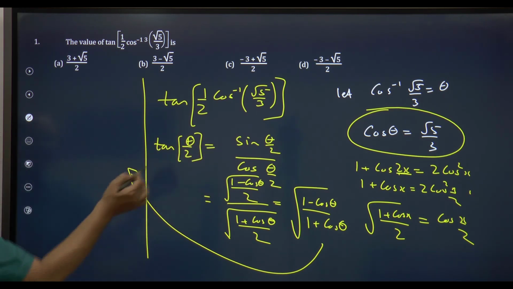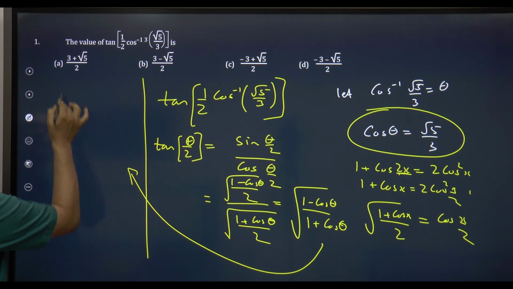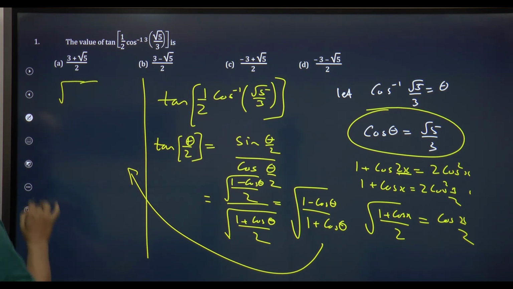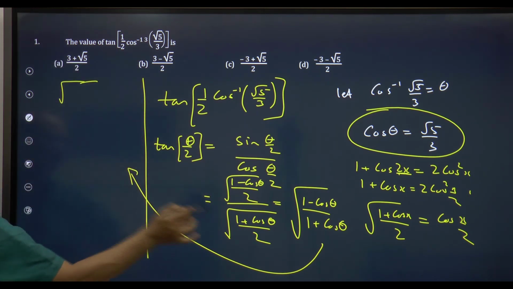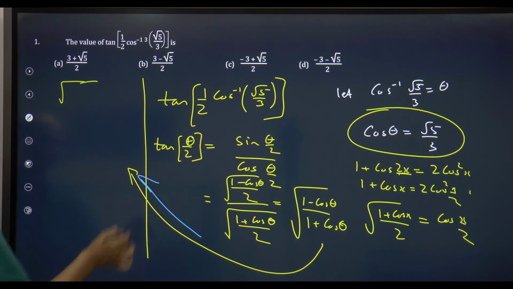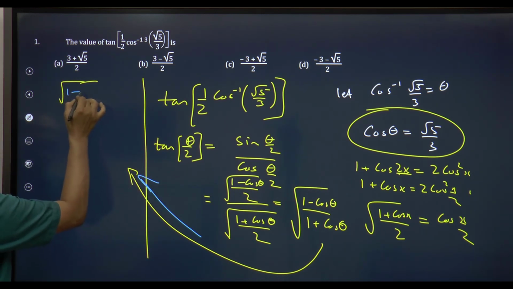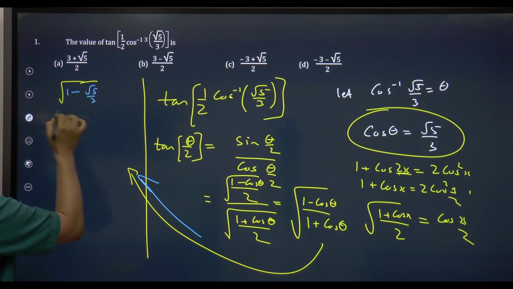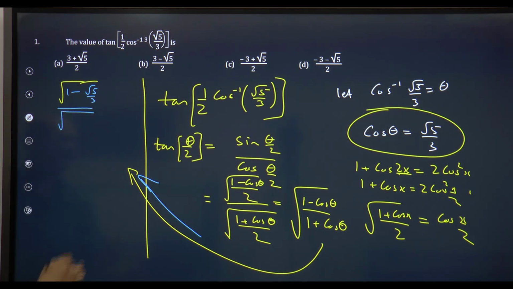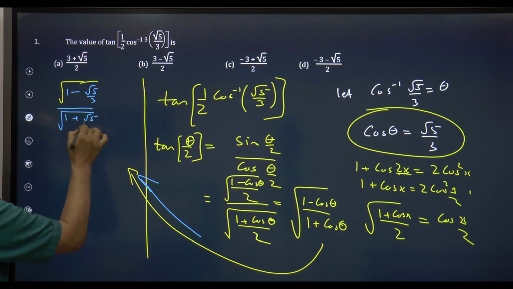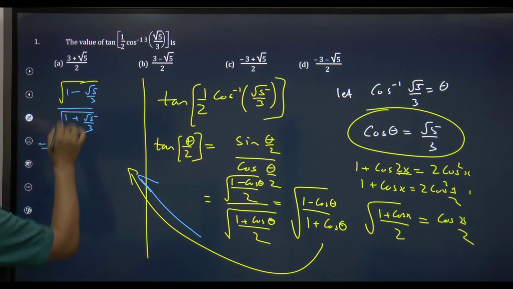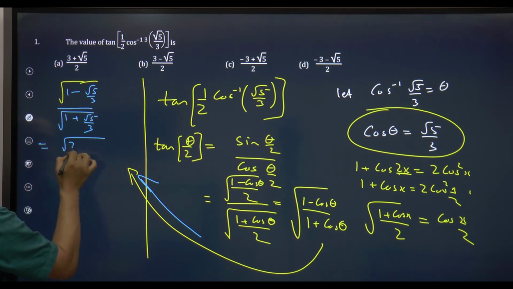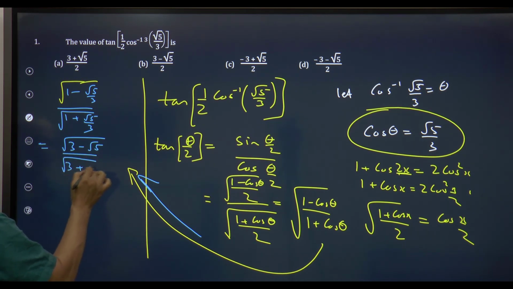So cos theta is nothing but root 5 upon 3. It will be root of 1 minus root 5 upon 3 upon 1 plus root 5 upon 3. Now if I work it out further, what happens? This will become root of 3 minus root 5 upon 3 plus root 5.